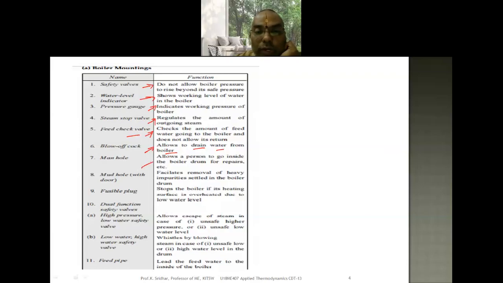The manhole is the space to enter a person into the boiler for any repairing or maintenance functions. The mud hole facilitates the removal of the heavy impurities settled in the boiler drum.